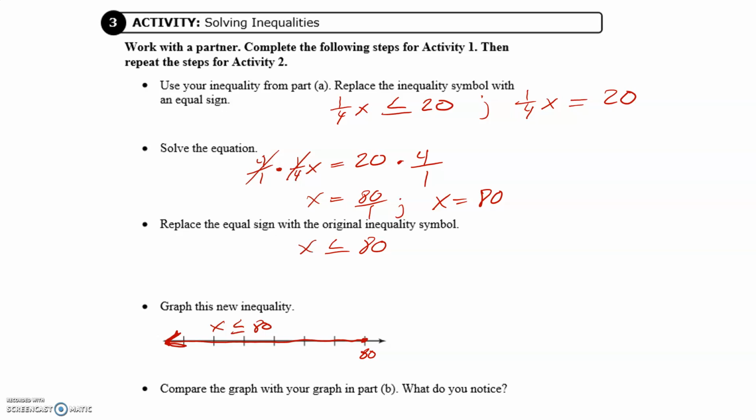All right, so go ahead and stop the video and do activity 4, and then we'll go over the answers for activity 4.